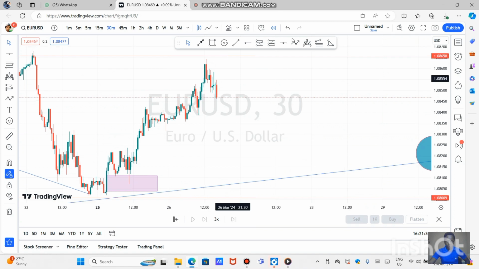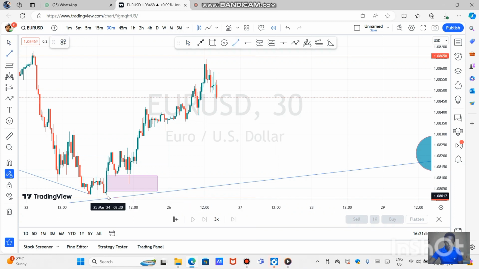Now, what do we need? It can form a head and shoulder here and push to the downside to finish what's a 90% roll, which will be these supports here at the bottom.